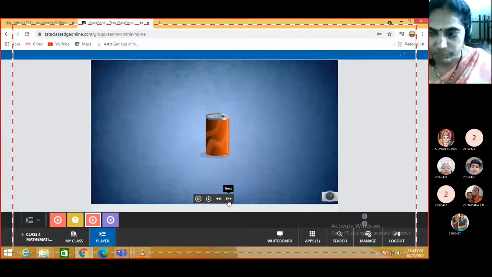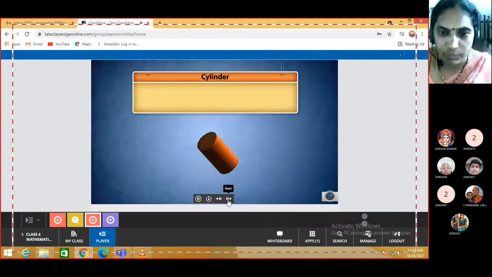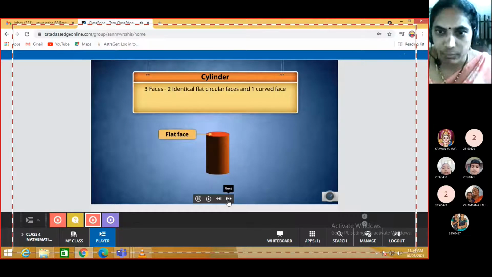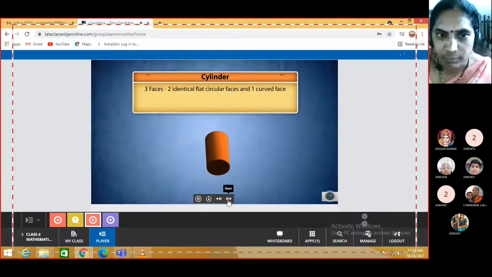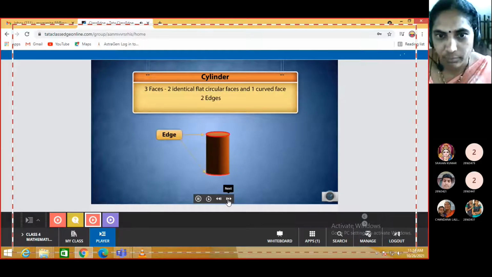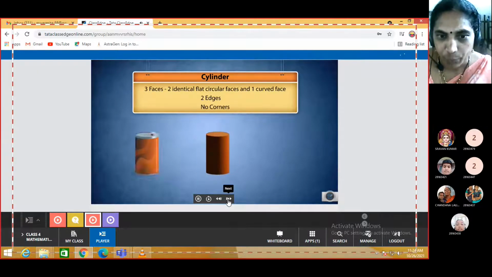Look at this soft drink can. Its shape is similar to a cylinder. A cylinder has 2 identical flat circular faces and 1 curved face. So, it has 3 faces in total. Did you notice that there are 2 edges in a cylinder? But what about corners? Do you see any? Aha! This shape does not have any corners. A soft drink can is shaped like a cylinder.